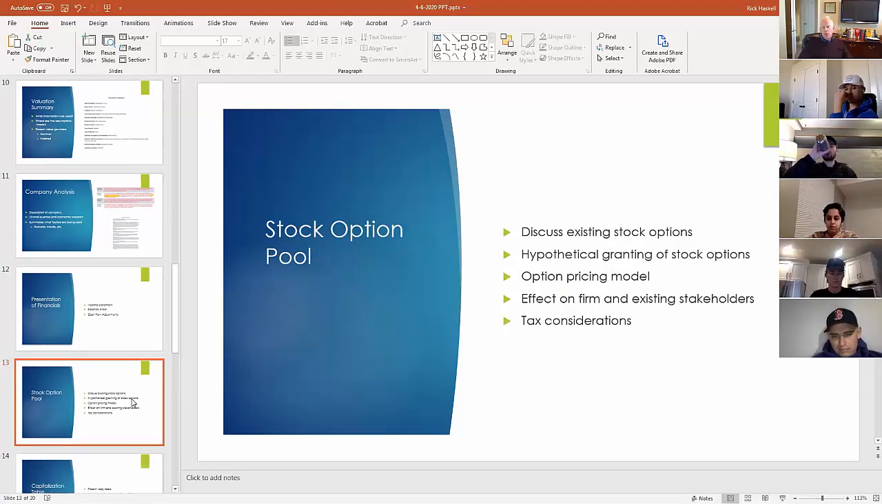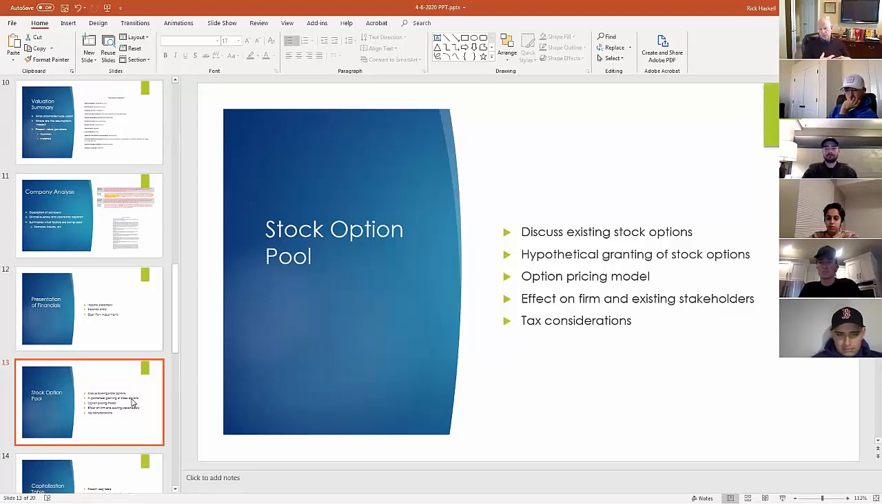I next want you to go in and start to talk about the stock option pool. Again, we talked about this a few minutes ago, when we were talking about Black-Scholes. You're going to be discussing the existing stock options, providing value for them. You're going to look at the hypothetical granting of stock options in a pool. You'll go through the option pricing model, represent that model and its outcomes, and talk to us about the effect those options have on the firm and the stakeholders.